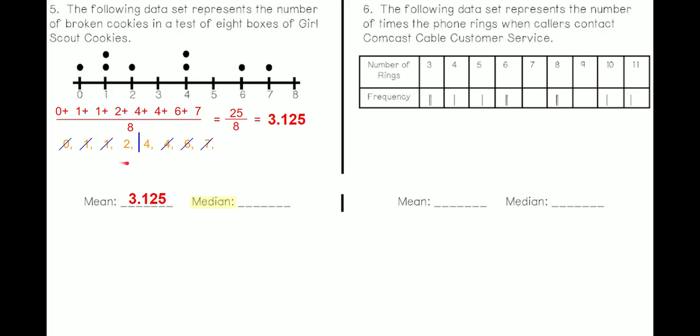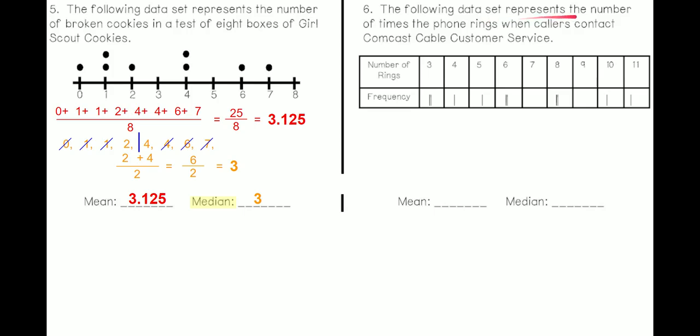So what's the number between 2 and 4? Well, you know the answer is 3, but let's do it mathematically. 2 plus 4 divided by 2. 2 plus 4 is 6. Divide that by 2, and you get 3. And yes, 3 does seem to go between 2 and 4. All right, let's do the last one.